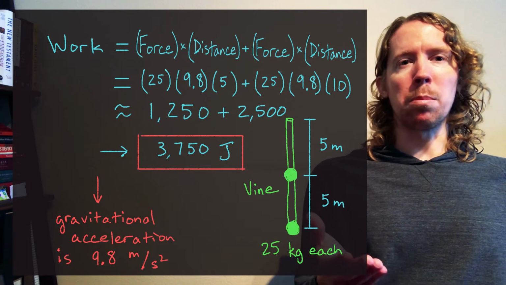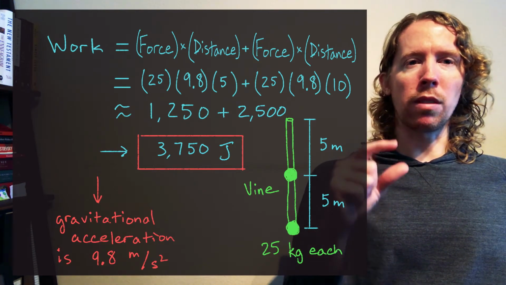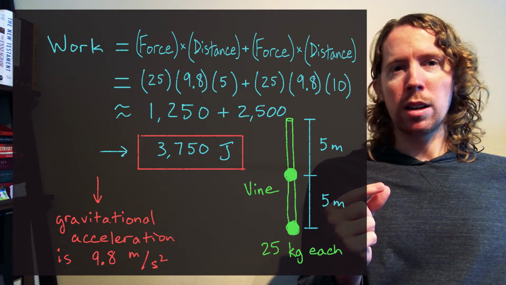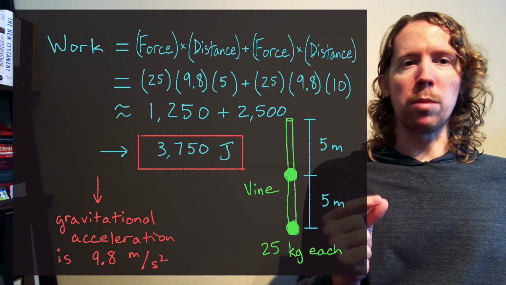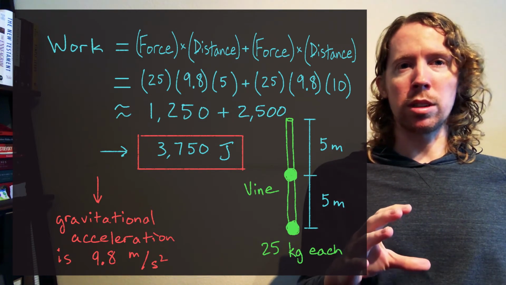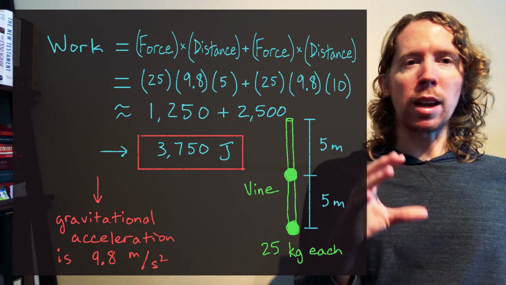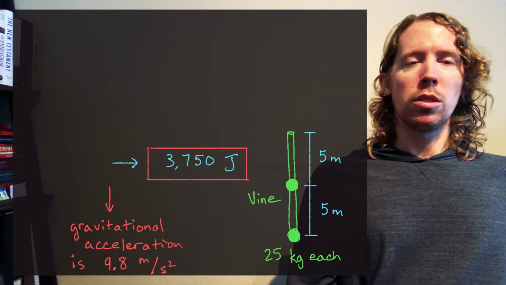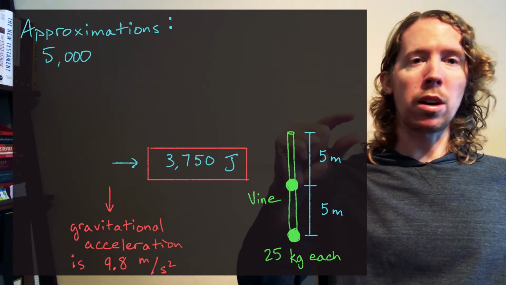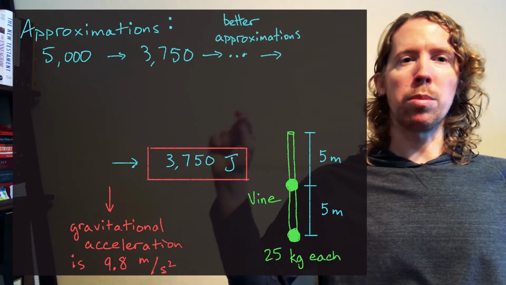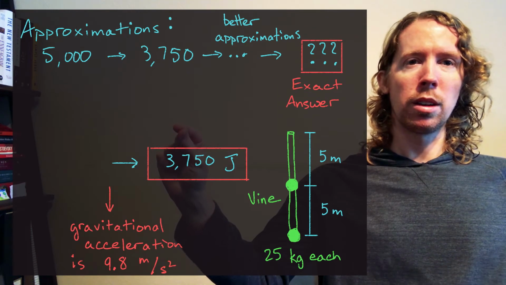We could keep getting better and better approximations by cutting the vine up into smaller and smaller pieces. We're basically going to do that, but I want to do it in a general way because the more pieces you use, the better your approximation is. But I'm really not interested in just an approximation. I want to get the exact answer. So those approximations are getting better and better, closer and closer to some specific number that represents the actual work done.